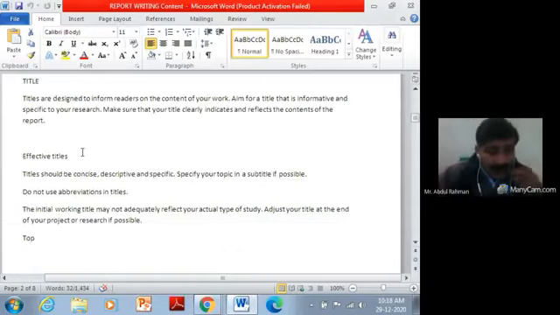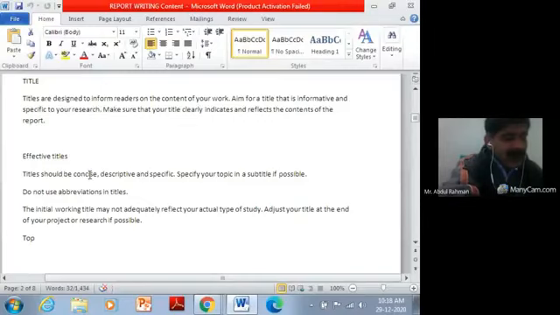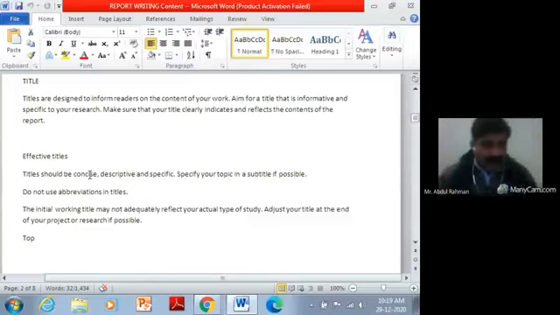Then the qualities of effective titles, right? Your title should be concise, descriptive, and specific. Here, descriptive means it should have some qualities evident from its appearance. The audience should be able to know what this research is about, or what the researcher is going to do in this report. Then specific means clearly stated.